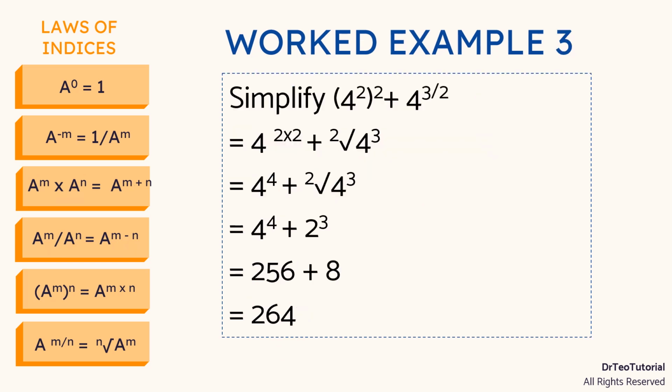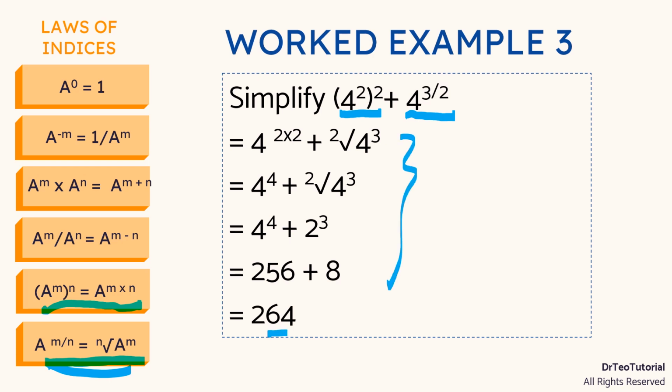In this example, you will notice that this term can be simplified using this rule, where you multiply the indices together. This other term can be simplified using this rule here. Then solve it, and you eventually get the answer 264.